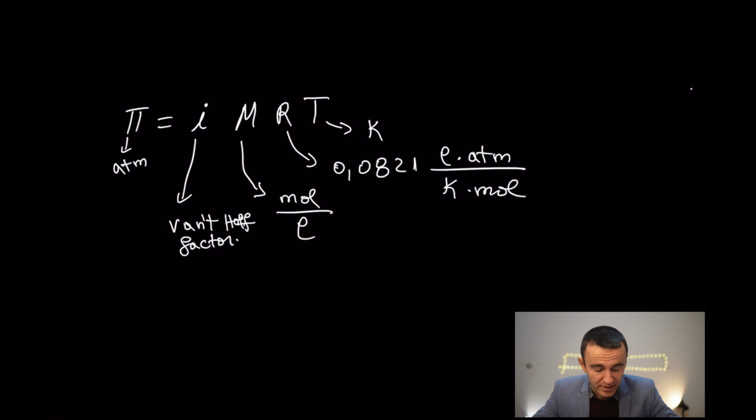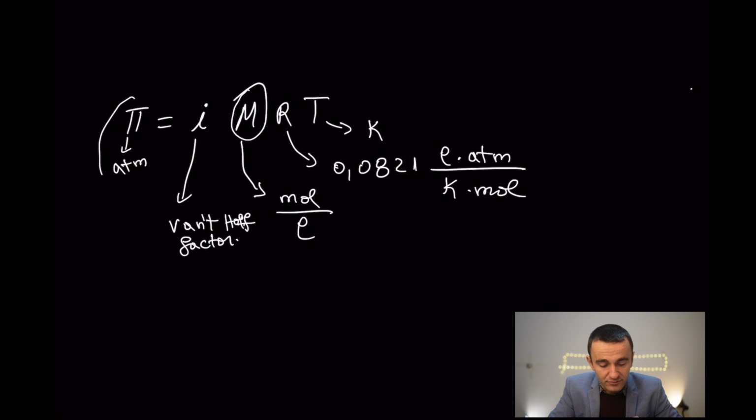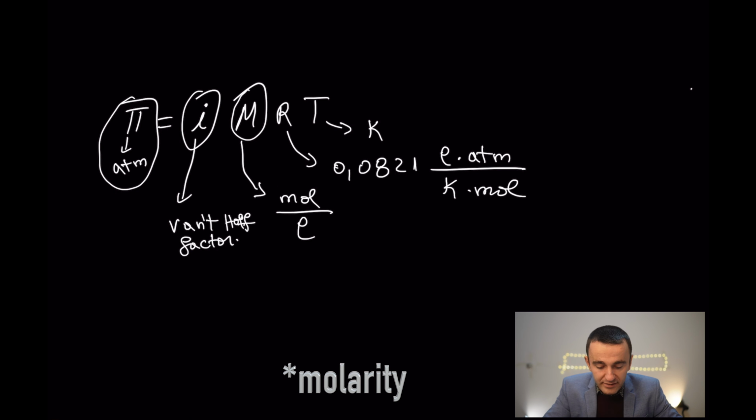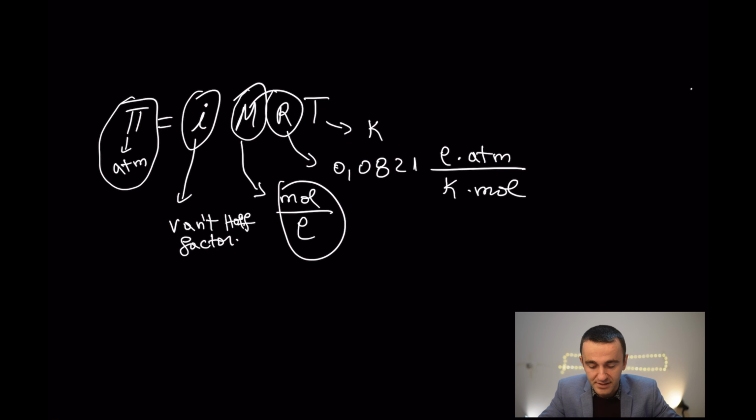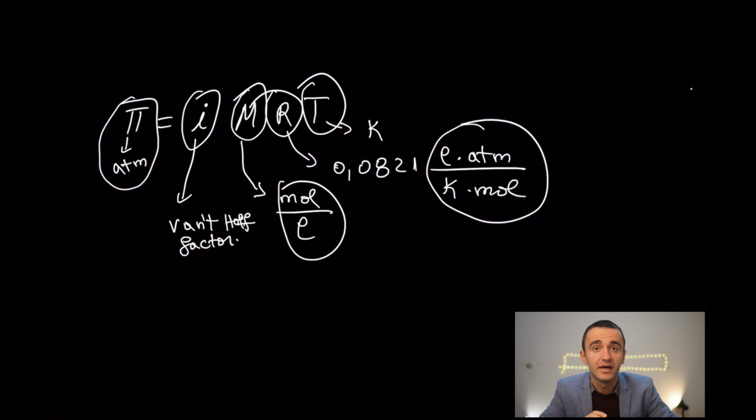One thing that changed at this colligative property, in this case we are going to use molarity, okay? Not molality in the osmotic pressure. Osmotic pressure is measured with atmosphere. We also have here Van Hoff factor, molarity, that is mole per liter. We have the gaseous constant, that is liter atmosphere per Kelvin per mole, and the temperature is going to be in Kelvin, okay? This is the formula to calculate the osmotic pressure.